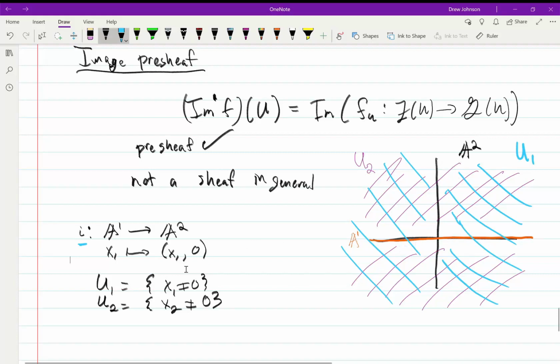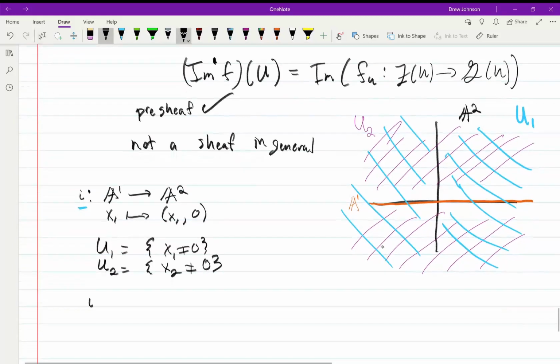Okay, and then we'll define some open subsets. U1 will just be the place where x1 is not equal to 0. U2 is the place where x2 is not equal to 0. So I tried to sketch that here. These blue lines tell you that everything on this side and everything on this side are included in U1, but not the y-axis here. And this side here is purple for U2, and this side is purple for U2, but not the orange line here. Okay, so that's kind of the setup.